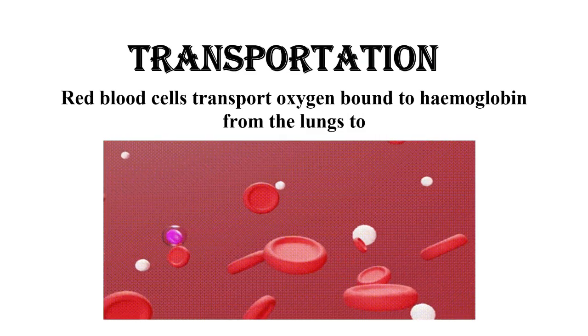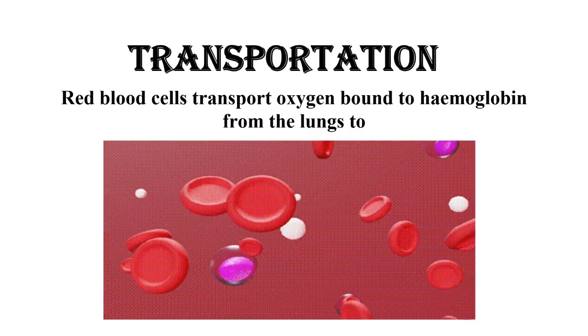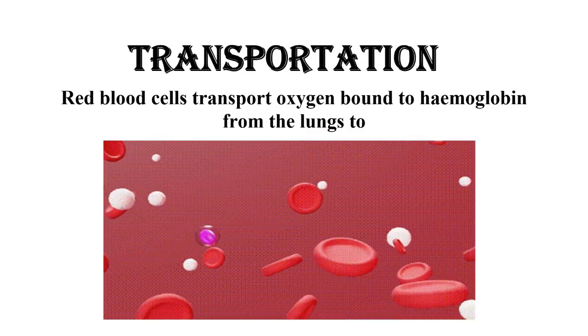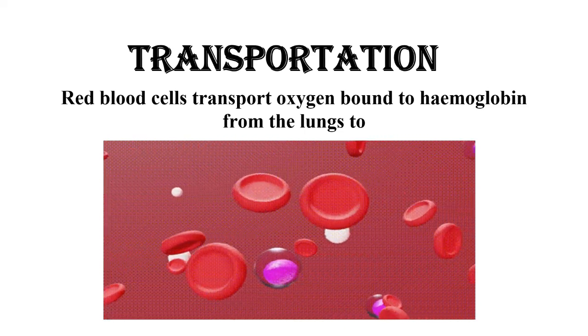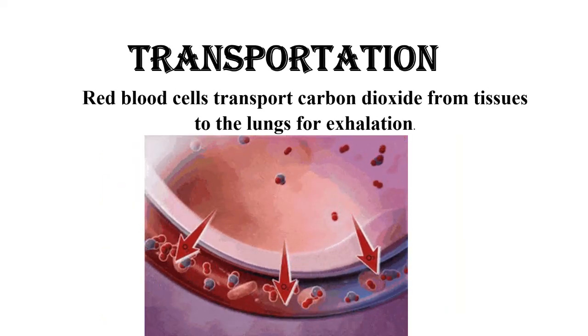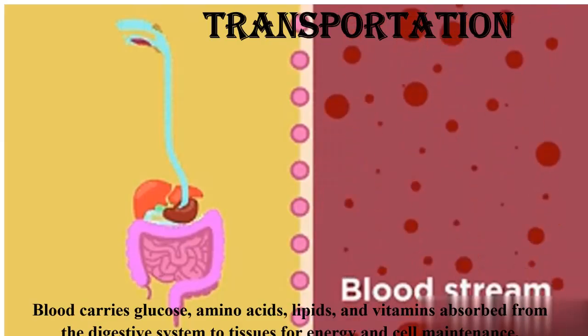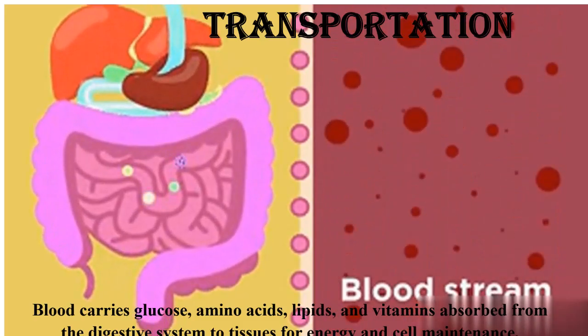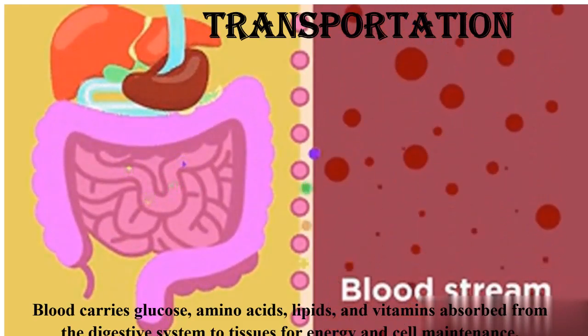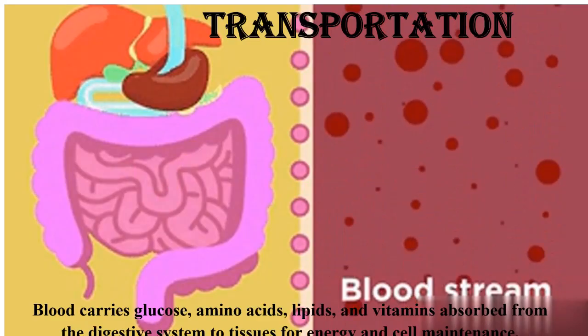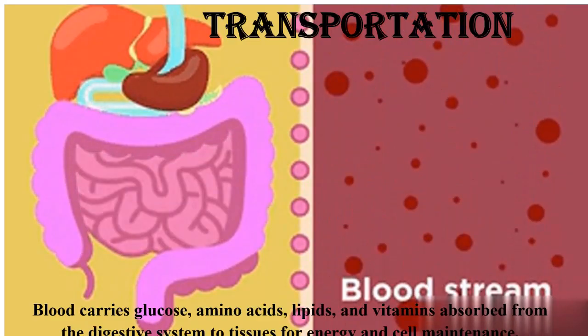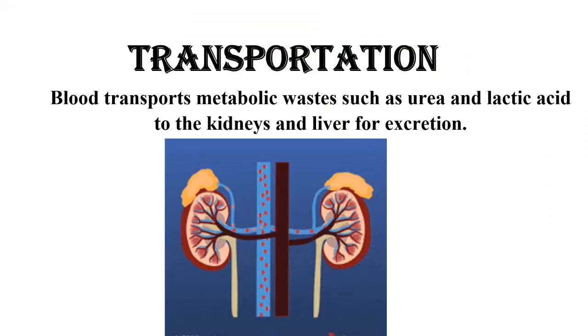Functions of blood. So first is transportation. Red blood cells transport oxygen bound to hemoglobin from the lungs to tissues. Carbon dioxide. Red blood cells transport carbon dioxide from tissues to the lungs for exhalation. Nutrients. Blood carries glucose, amino acids, lipids, and vitamins absorbed from the digestive system to tissues for energy and cell maintenance. Waste products. Blood transports metabolic waste such as urea and lactic acid to the kidneys and liver for excretion.